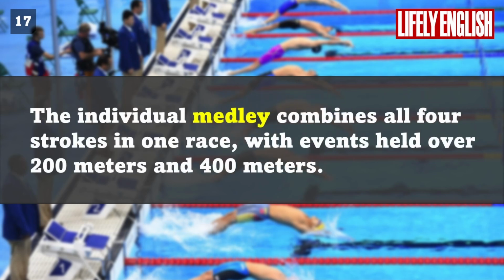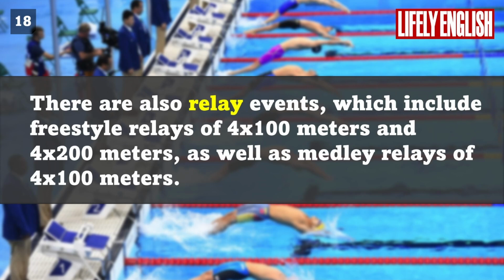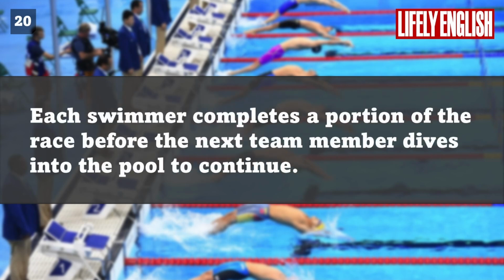The individual medley combines all 4 strokes in one race, with events held over 200 meters and 400 meters. There are also relay events, which include freestyle relays of 4 by 100 meters and 4 by 200 meters, as well as medley relays of 4 by 100 meters. In relay events, each team is composed of 4 swimmers. Each swimmer completes a portion of the race before the next team member dives into the pool to continue.